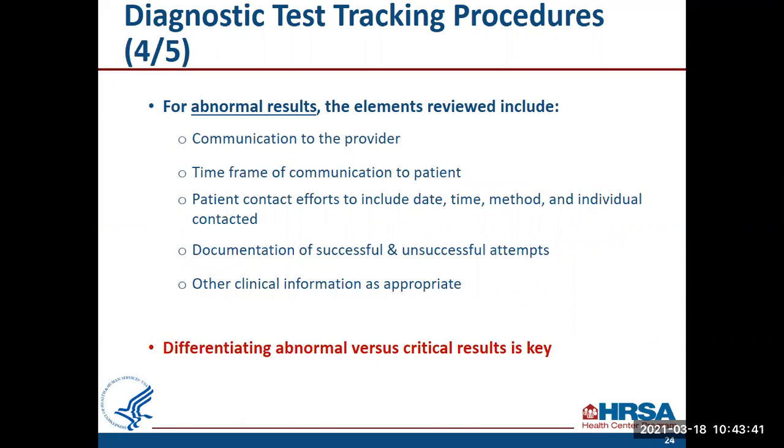For abnormal results, these may cause need for alarm. And so the elements reviewed and included within your procedures should include communication to the provider, time frame of communication to the patient, patient contact efforts to include the date, time, method, and person contacted, documentation of successful and unsuccessful attempts, and other clinical information as appropriate. Your health center should differentiate between normal, abnormal, and critical results, as your patient's safety relies on how you communicate and respond to this information.